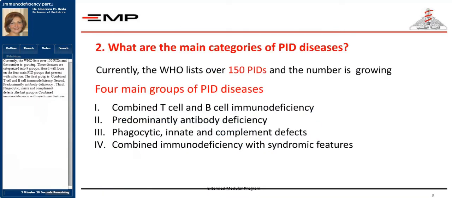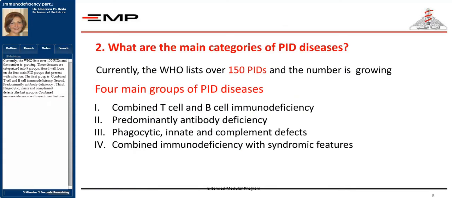So what are the main categories of primary immune deficiency? Currently, the WHO, the World Health Organization, lists over 150 primary immune deficiency diseases, and the number is growing month after month. Of course, we are not going to demonstrate all these diseases, but these diseases are actually grouped into 9 main groups of primary immune deficiency.